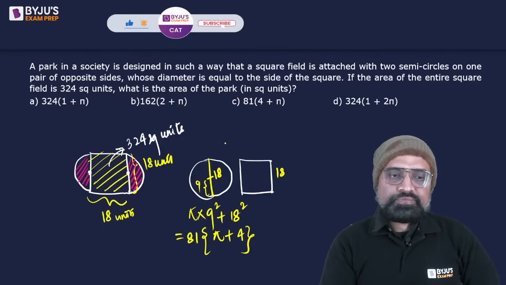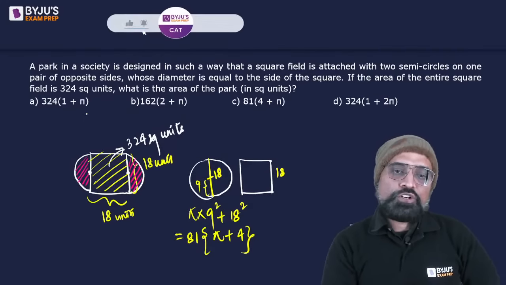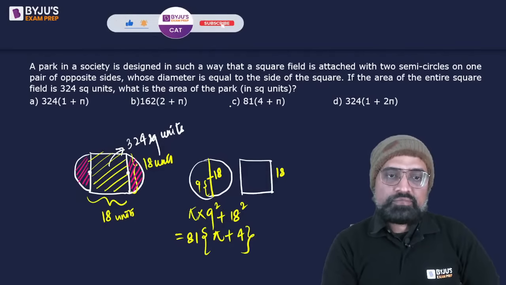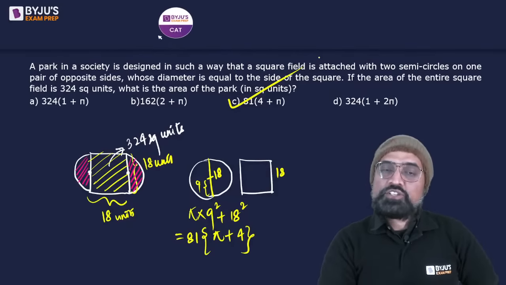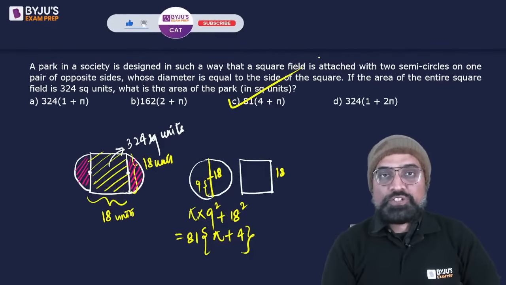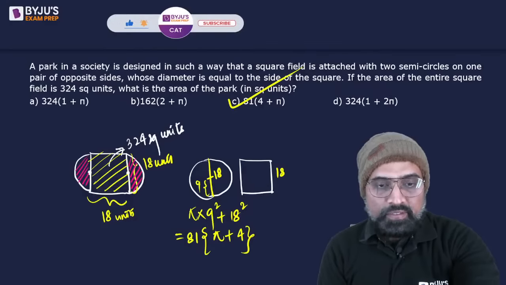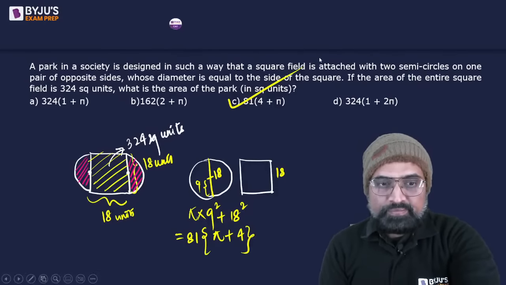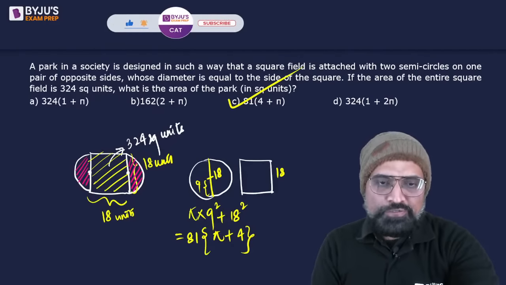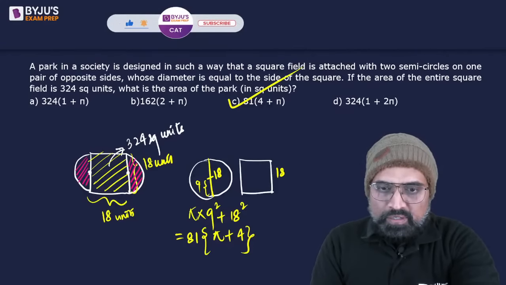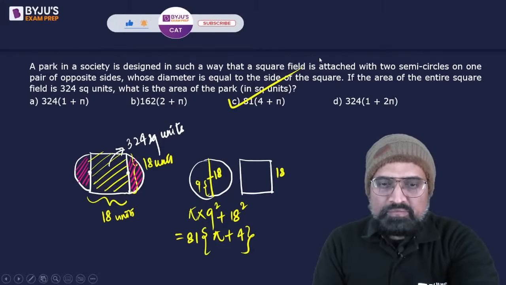So, more than 324 but less than 2 times 324. This is the only option that we have, right? This is the only value which is less than 2 times of 324. Why will you have A, Abhishek?